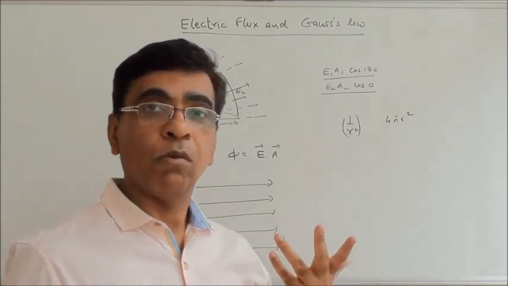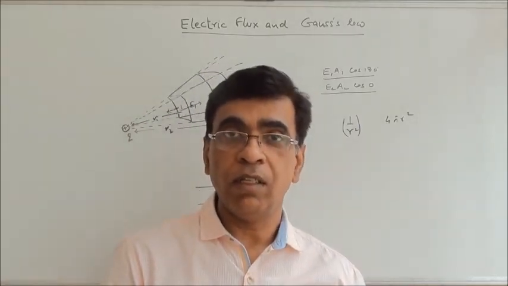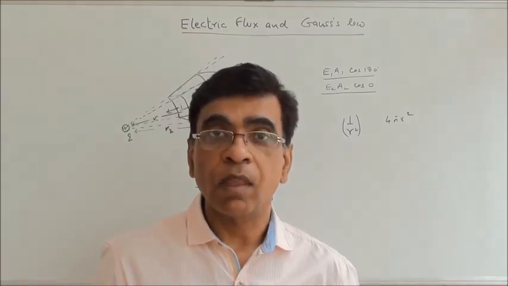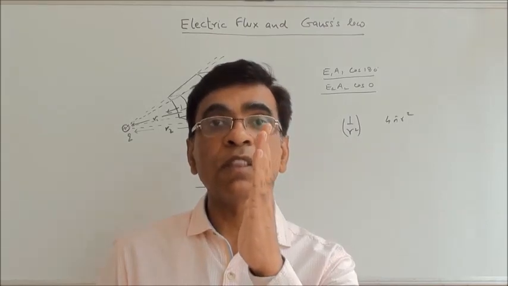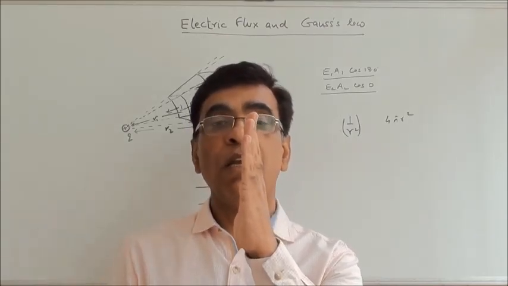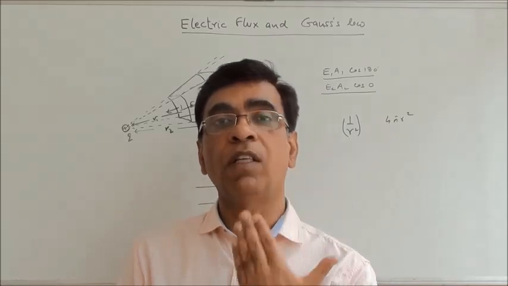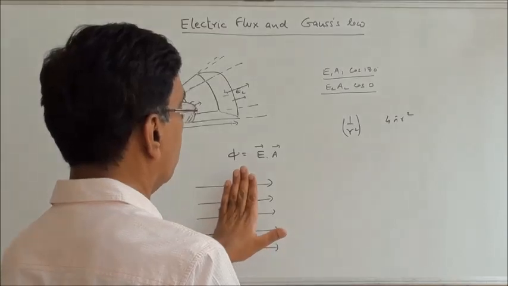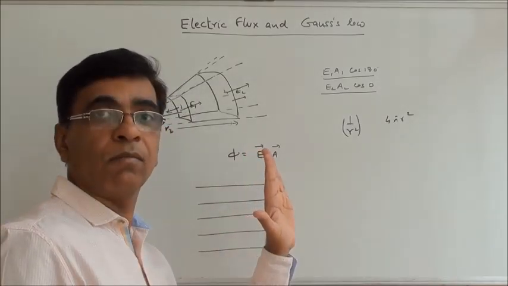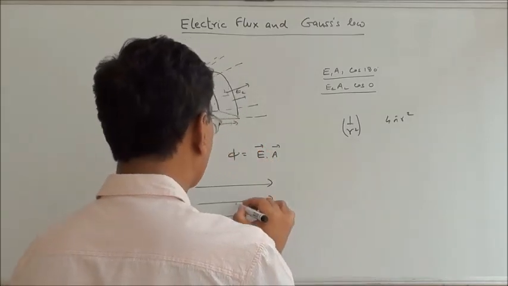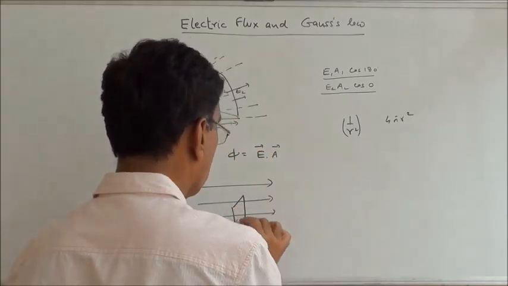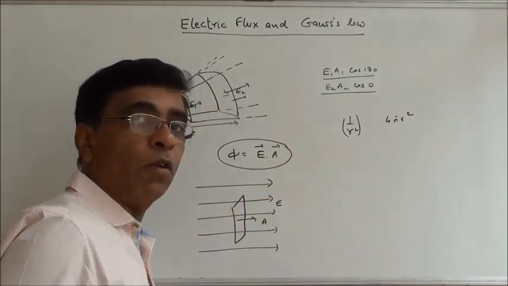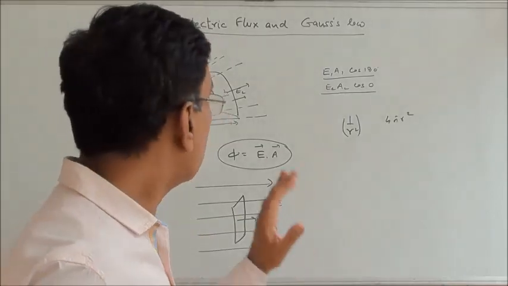So how many lines pass through an area? It will depend on what? It will depend on the electric field. If electric field is high, more lines. It will depend on area, and it will also depend on how that surface is kept. If it is perpendicular to the electric field, maximum flux. If it is parallel to the electric field, then minimum flux. So surface kept like this, minimum. Surface kept like this, maximum. So this is how we define the dot product of electric field intensity and area vector, that is called flux.